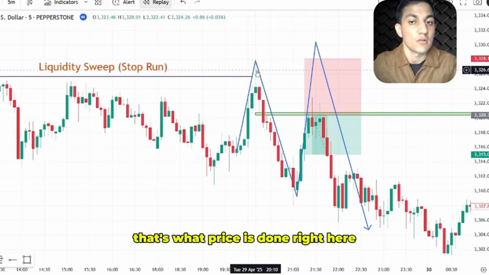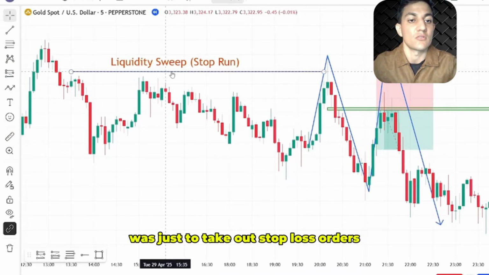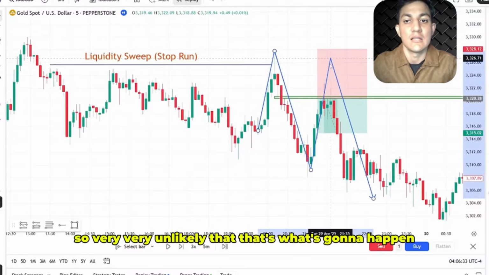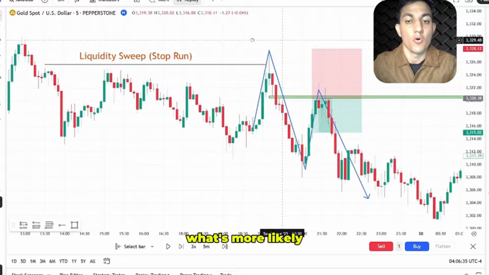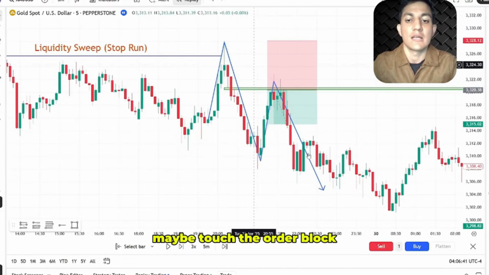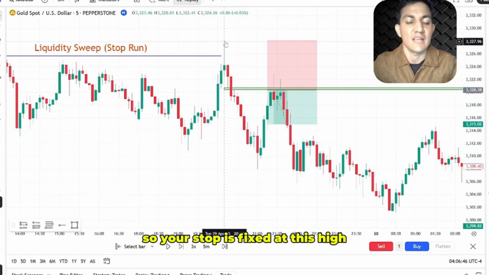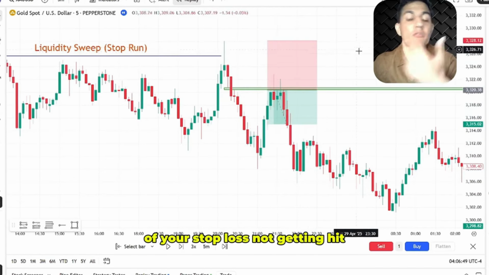That's what price has done right here. The only reason price came up was just to take out stop loss orders. So very unlikely that that's what's going to happen. What's more likely is that price is going to come up to this fair value gap, maybe touch the order block, and then drop off massively, right? That's what's likely to happen. So your stop is fixed at this high because it's the highest probability of your stop loss not getting hit.